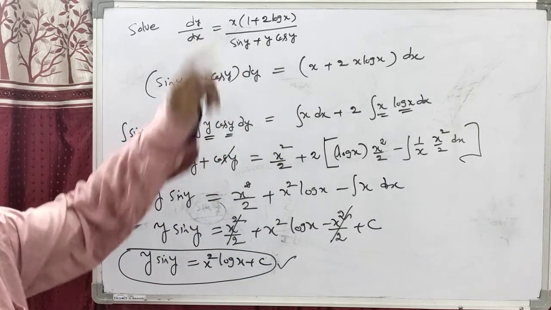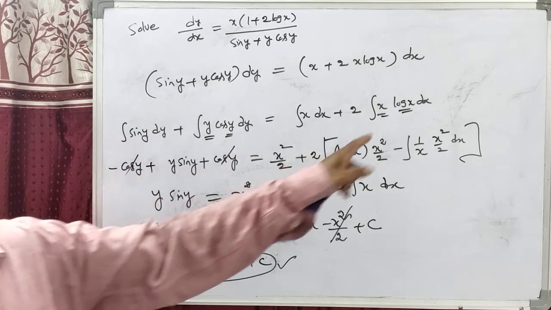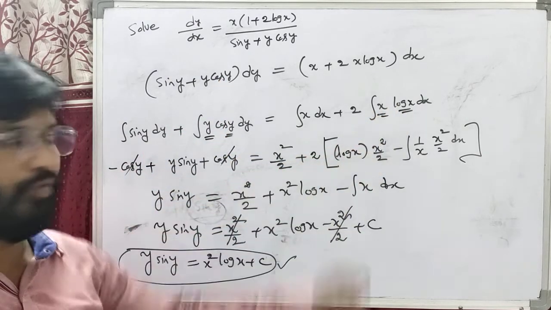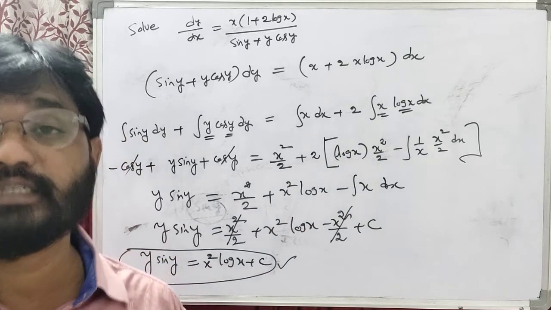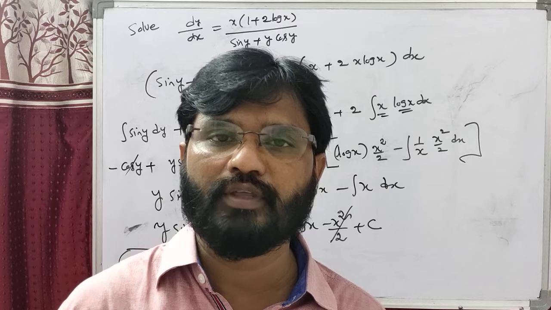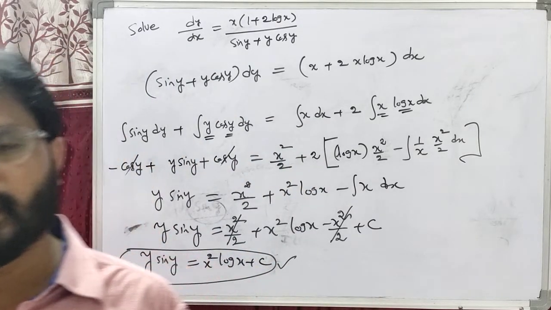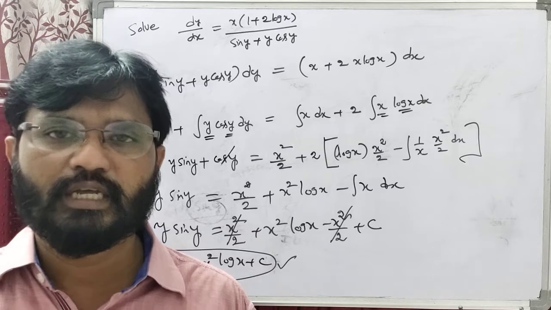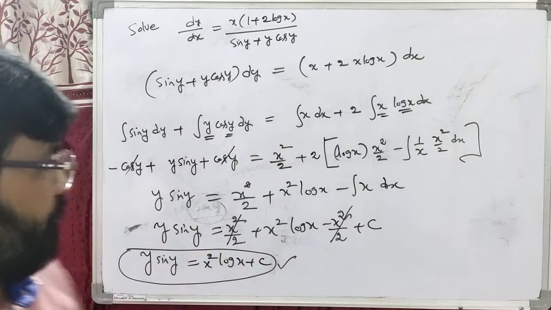Once you cross multiply, the second term here is uv. We know that uv means first into second. Therefore, students, for u first and v second, it is first into the integral of the second, minus the integral of the derivative of the first into the integral of the second. Okay, that is the formula.